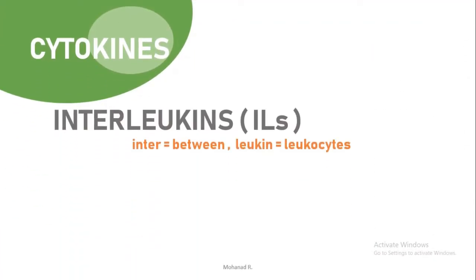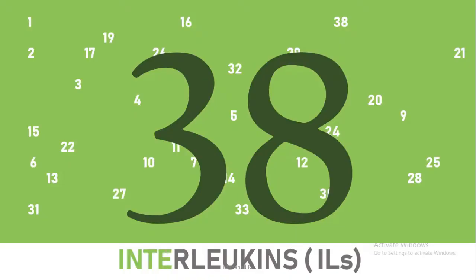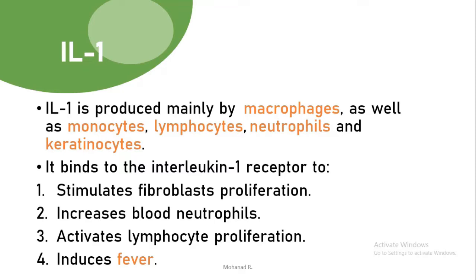And here comes the first example of cytokines. Interleukins, and as the name indicates, inter, between, and leukin, leukocytes. They play a role in communication among leukocytes. Up to 38 interleukins have so far been identified, and they are numbered according to the order of discovery. Interleukin 1 is our first example of interleukins.